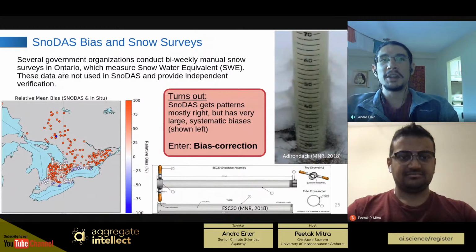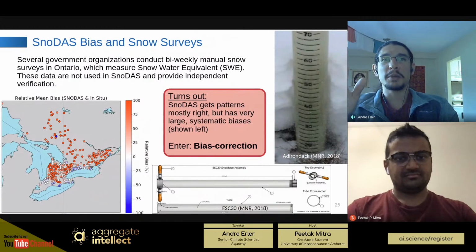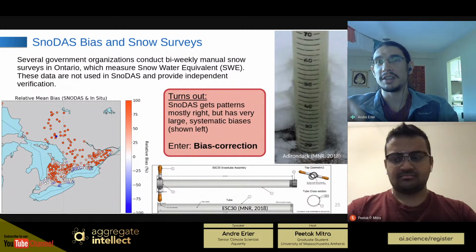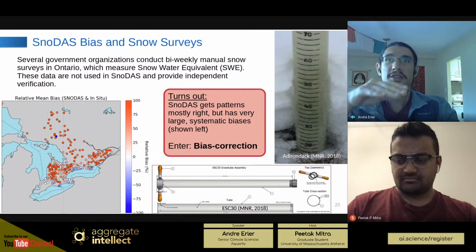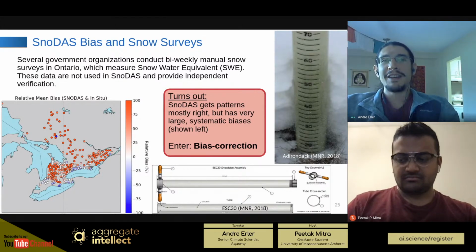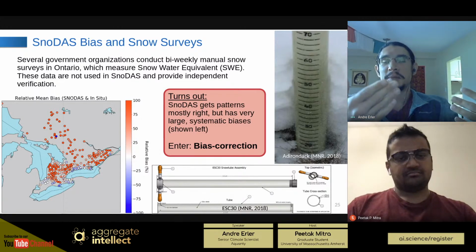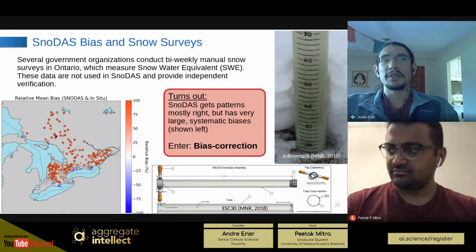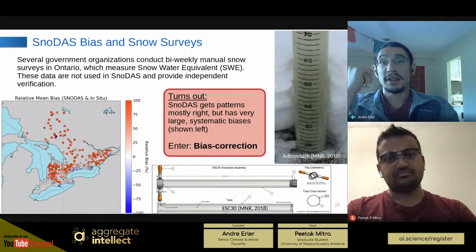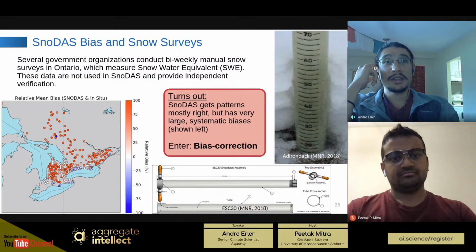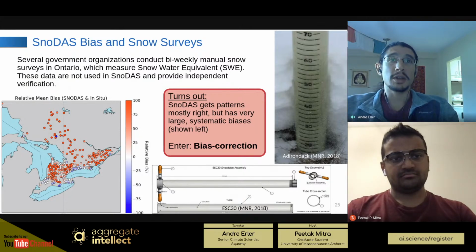And there is an independent data set that we've got our hands on from the province where the conservation authorities actually do manual snow surveys with these augers that are shown on the right-hand side. So there are people going out and actually drilling into the snow and weighing the snow. And then we've compared the snow data assimilation system to that. And we found that there are huge differences in biases. And long story short, we've just decided to use our data set to bias correct the snow data assimilation system.